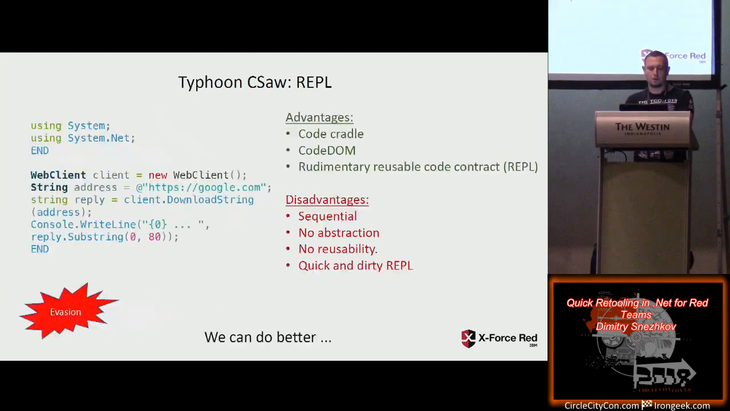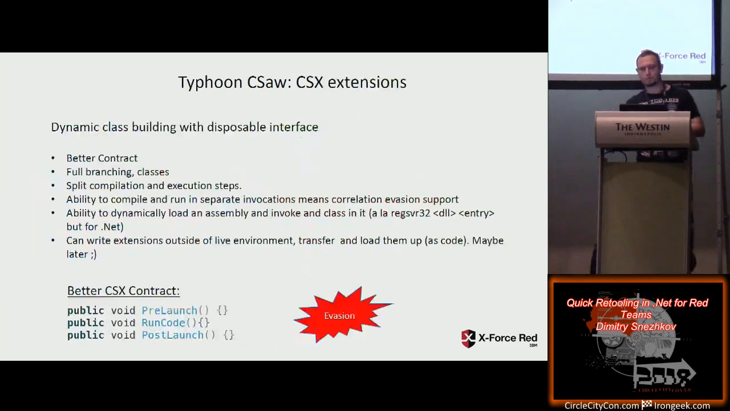And so what you come out with is that you've preserved the scriptability of your dynamic languages, sort of, right? And you also evaded some of the defenses for the code that you execute. But there are disadvantages in it. It's sequential, there is no abstraction, there is no reusability, and it's really, really quick and dirty. Okay, so we should be able to do better. So let's build C# extensions.